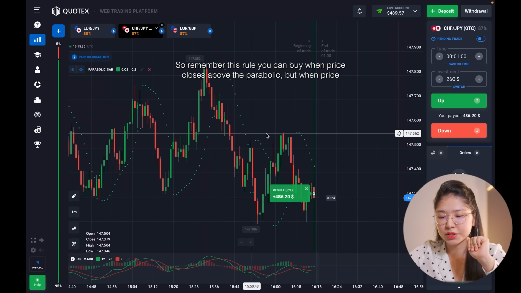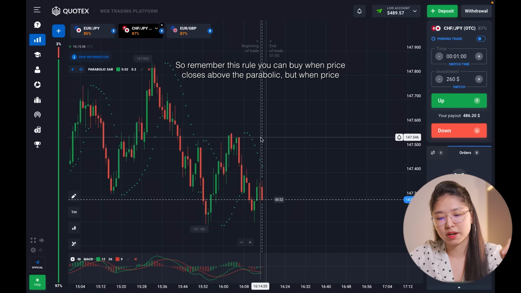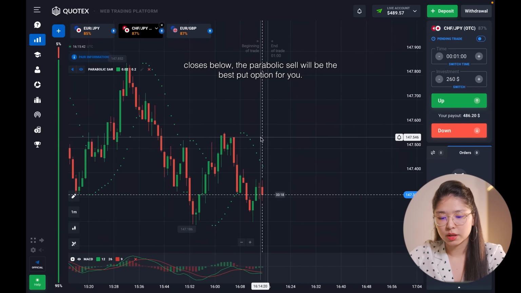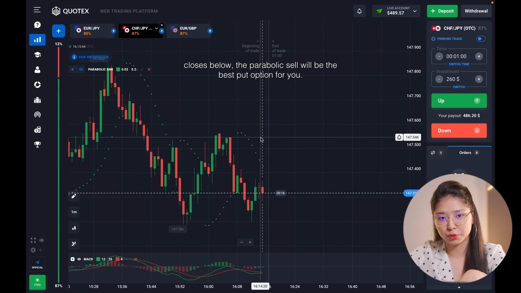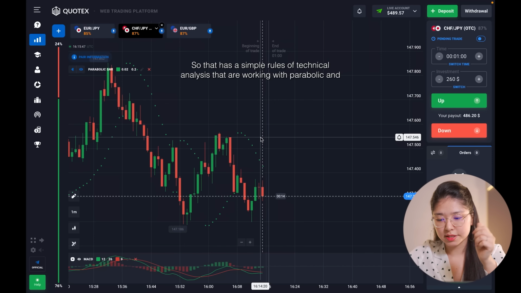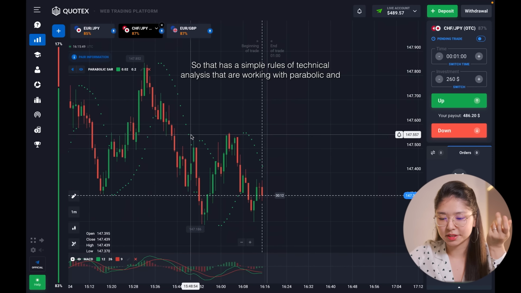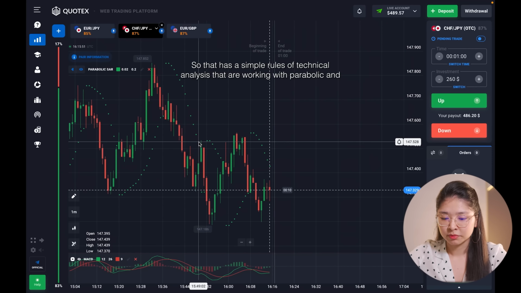And remember this rule: you can buy when the price closes above the parabolic, but when the price closes below the parabolic, sell will be the best, put option for you. So that is a simple rule of technical analysis that I work with, the parabolic, and it helps you to see more clear signals.